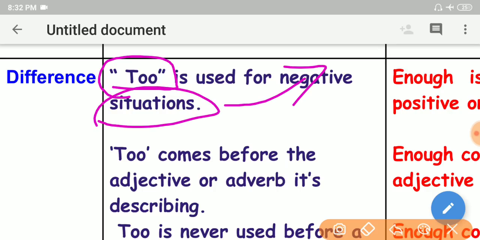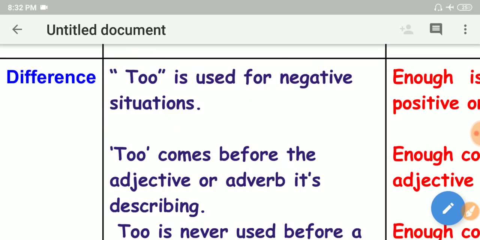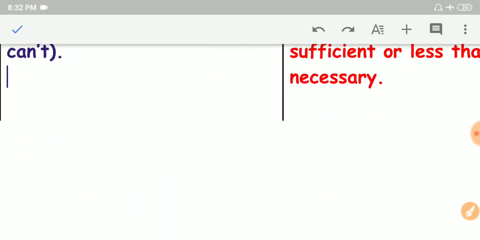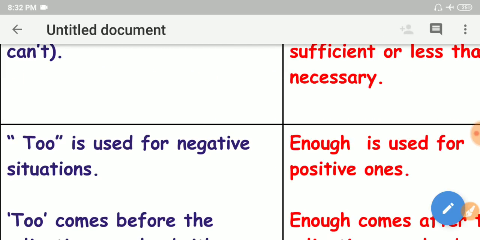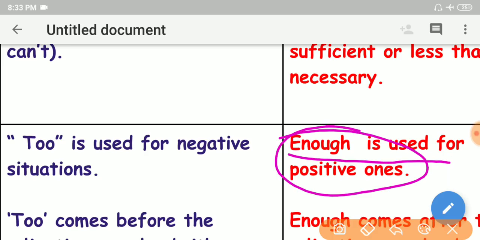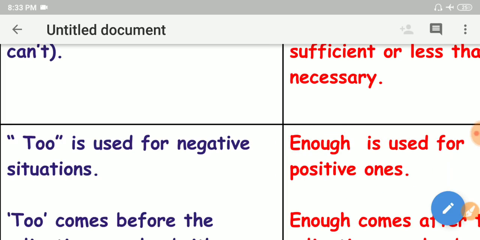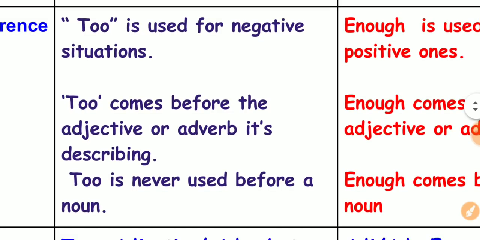We have already discussed that "too" is used for negative situations. At the same time, "enough" is used for positive, my dear friends. Enough is used for positive. Too is used for negative situations, whereas enough is used for positive situations, my dear friends.